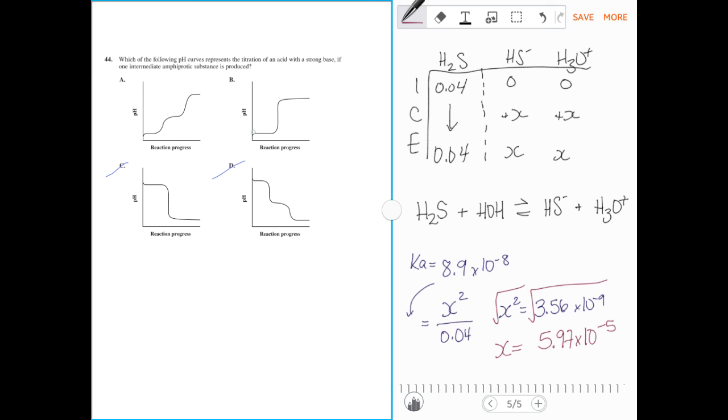When I look at the difference between A and B, it says one intermediate product or amphiprotic substance is produced. When I look at B here, I just have my reactants and then my products with no intermediate. This change here is our pH change, but there's only our reactants and our products. With A, we see reactants and products, but this is an intermediate, which is then converted into our final product. A is the correct answer for 44.